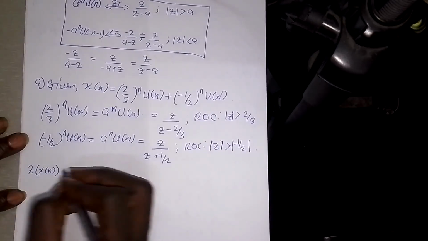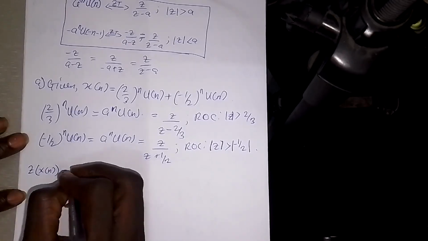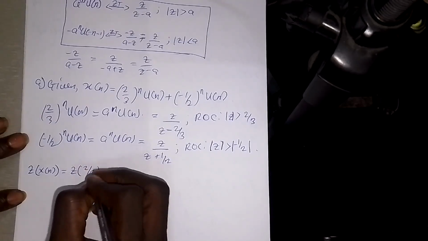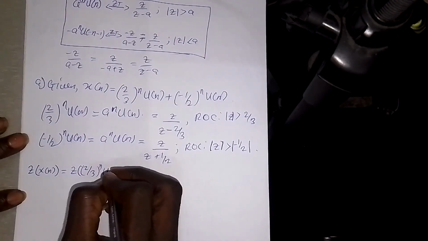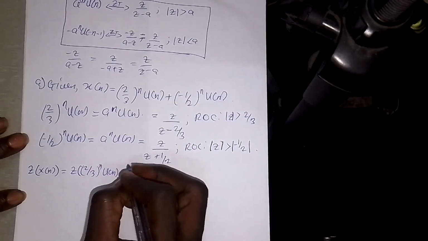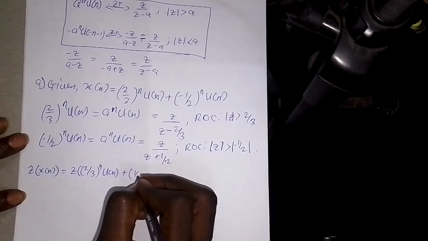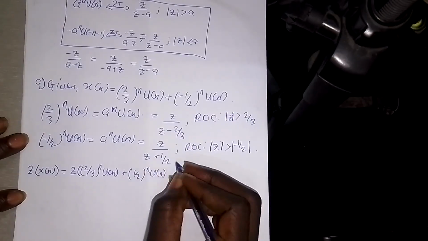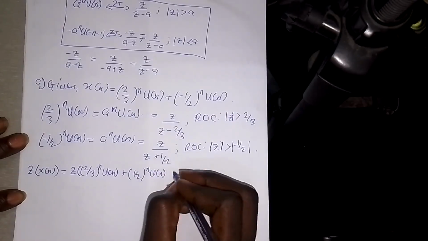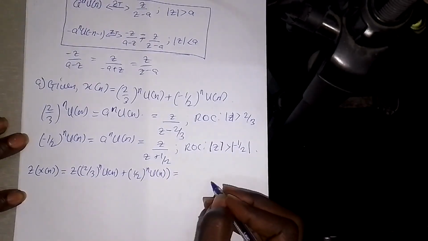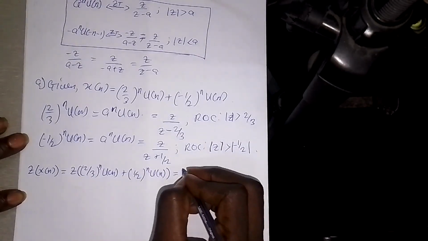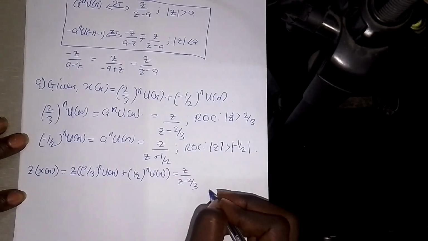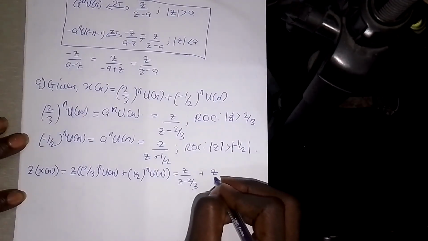Which is basically equal to the Z transform of (2/3)^n u[n] plus (-1/2)^n u[n]. This particular Z transform is going to be equal to Z over (Z minus 2/3), plus Z over (Z plus 1/2).